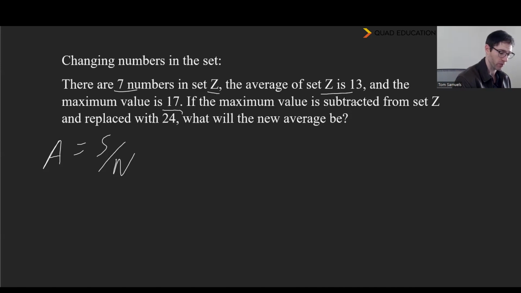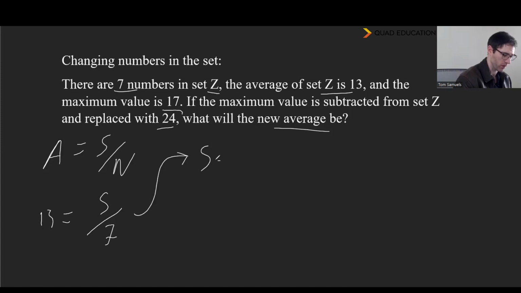If the maximum value is subtracted from the set Z and replaced with the value 24, what is our new average going to be? That's interesting. Okay, so we know what our average is. It's 13, and we don't know what the sum is, but we do know that there are 7 numbers. And so we can solve for the sum. And so the sum is just 13 times 7, and 13 times 7 is 91.